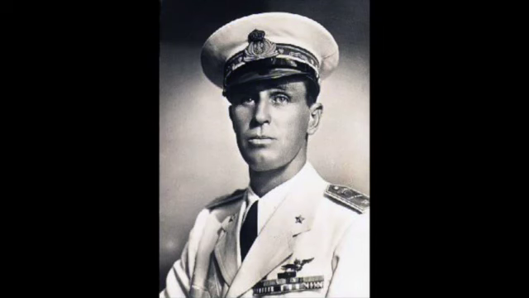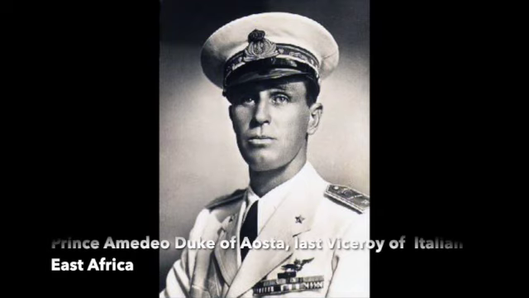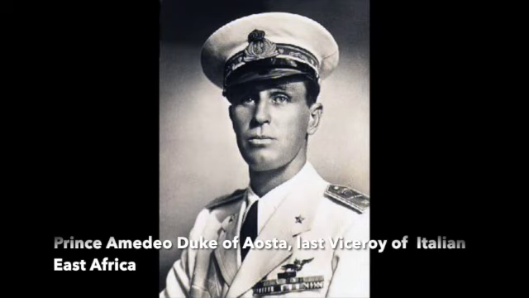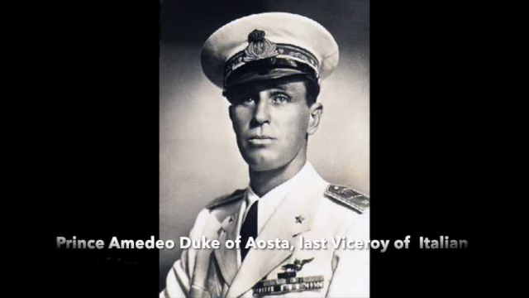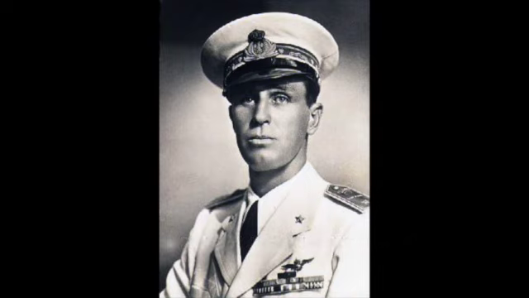The other major royal figure from that time was Prince Amadeo, Duke of Aosta, who was a cousin to both Kings Vittorio Emanuele III and Umberto II. He had served as the last viceroy or viceré of Italian East Africa from 1937 to 1941.